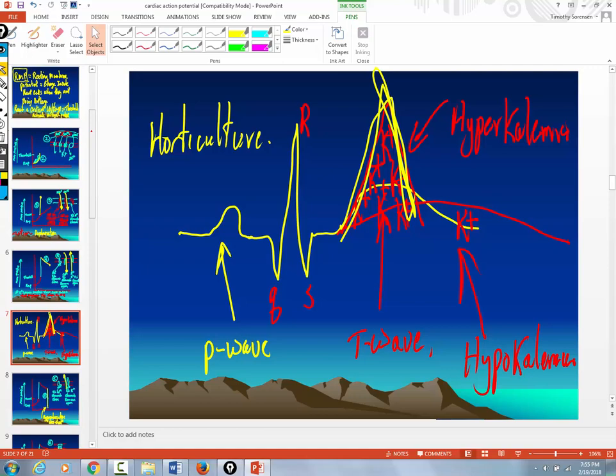See, I can explain these signs and symptoms that people get, these EKG changes that people get, without having to remember them. Just like if you know epinephrine produces the signs and symptoms of hypoglycemia, you will never again have to remember the signs because you know what epinephrine does. See, that's what I'm trying to do.